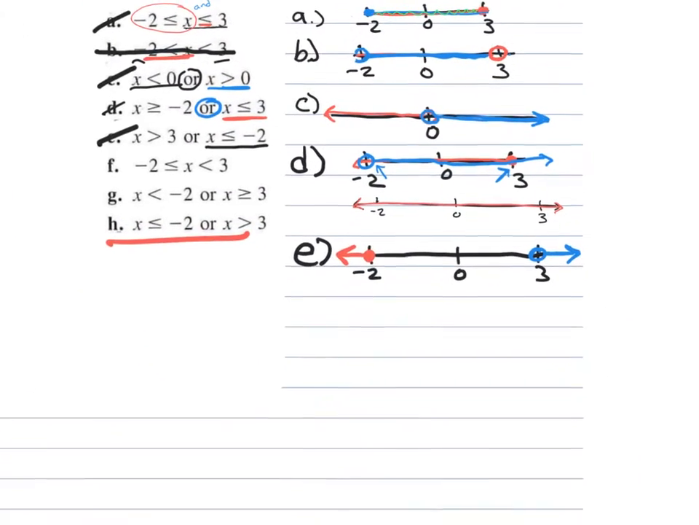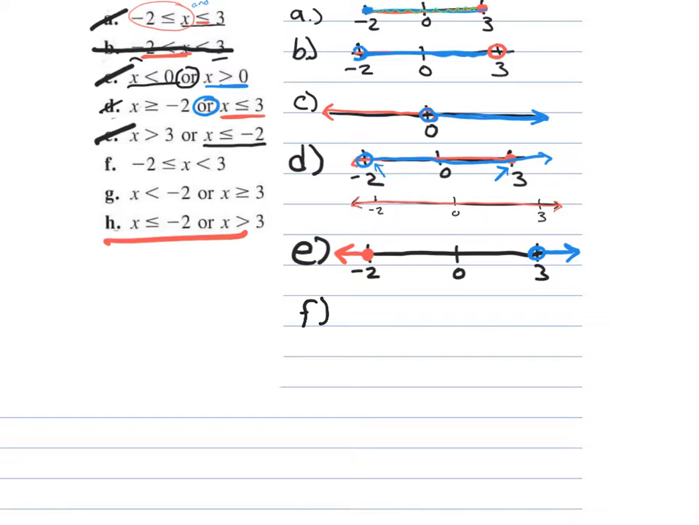All right, so we go on to F. Zero, 3, and -2. It doesn't say or, so I know this one is going to be an and. So let's do this. X is less than 3. How do I do x is less than 3? Open circle, go to the left. And we also want to do x is greater than or equal to negative 2. How do I do that? Closed circle, going to the right.